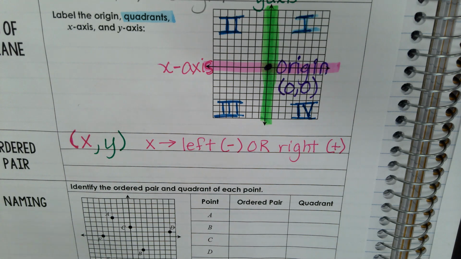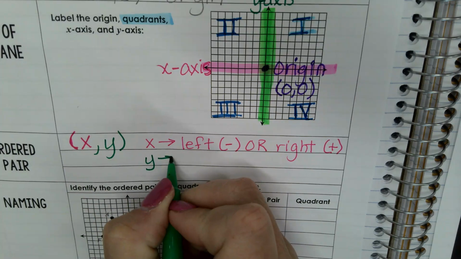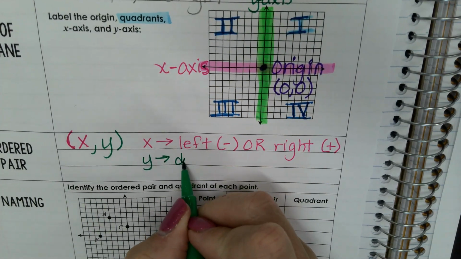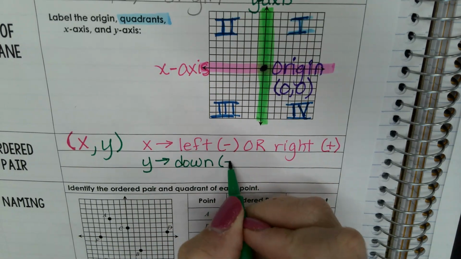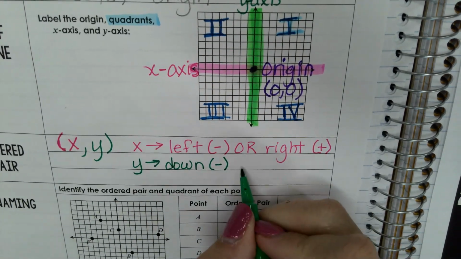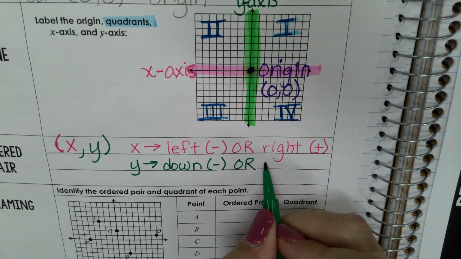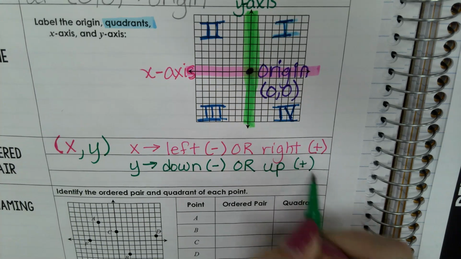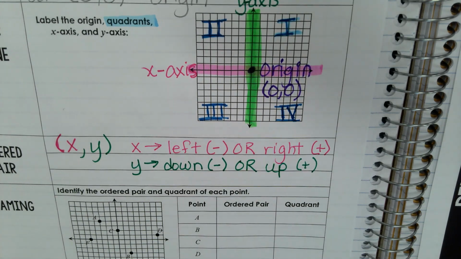And then our y coordinate tells us if we go down, the number is negative, or up, which is positive. Now, all four of these directions, left, right, up, down, start at the origin. So if I start at the origin and I go left, I'm going to be a negative. If I start at the origin and I go down, it's going to be negative. If I start at the origin and go right, it's positive. Start at the origin and go up, it's positive.